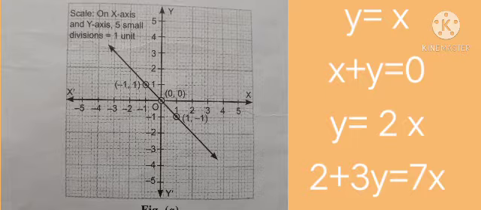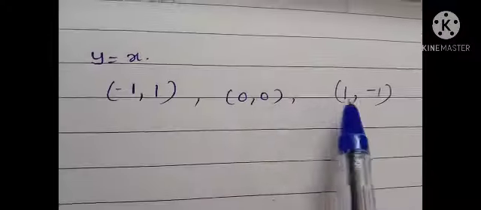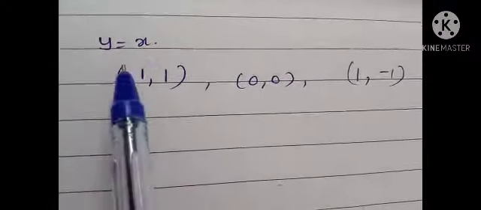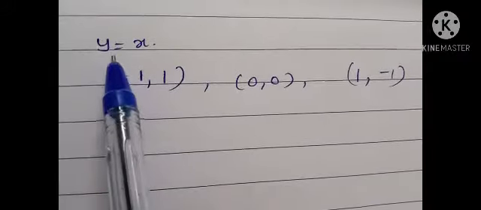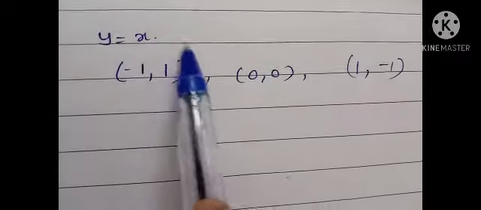From the figure we can identify the solutions are negative 1, 1; 0, 0; and 1, negative 1. These are the three solutions given in the graph. Then here we have to substitute that in the first choice y equal x.